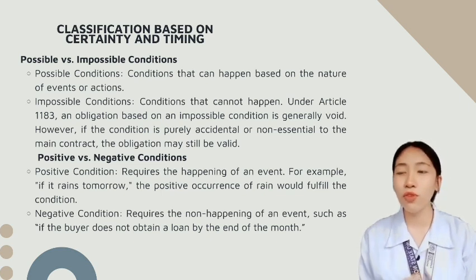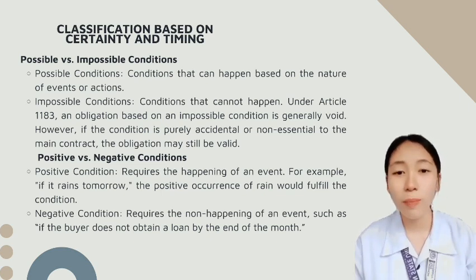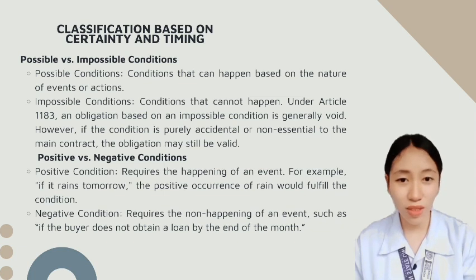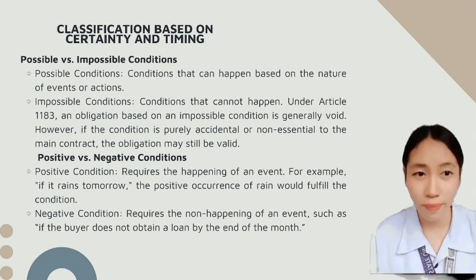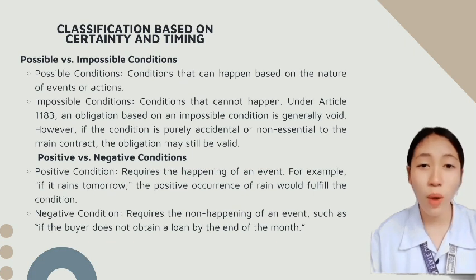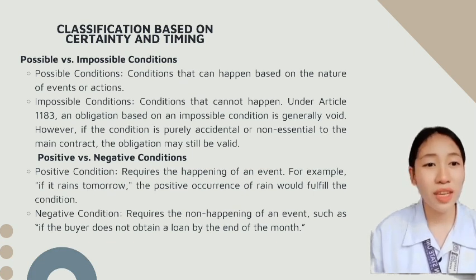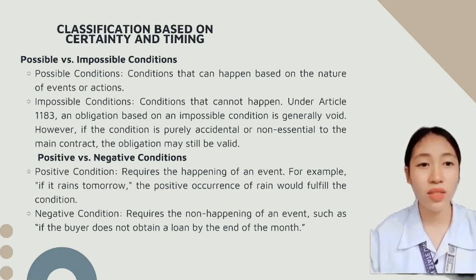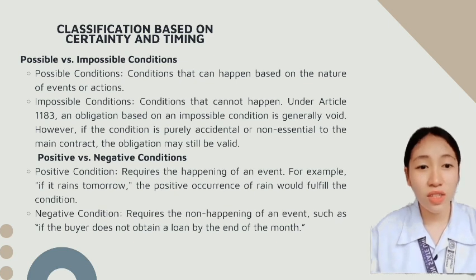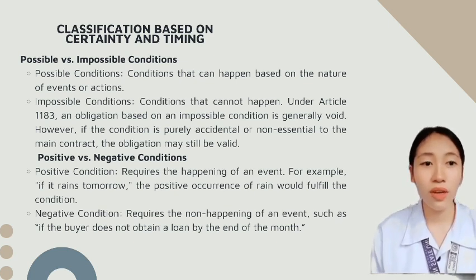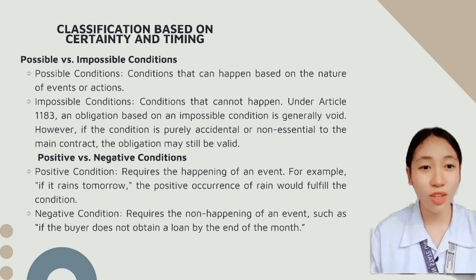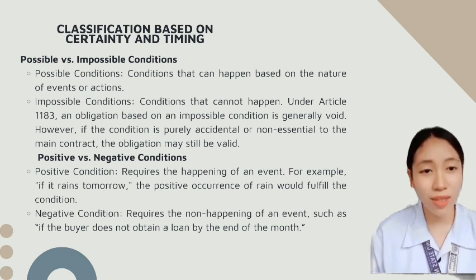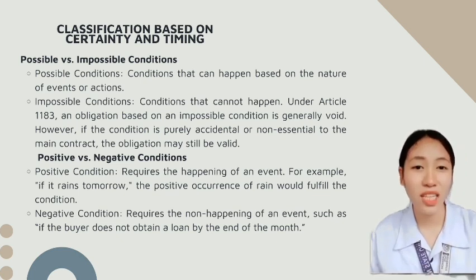So let's move on to the impossible conditions. Impossible condition is a condition that cannot happen. Under Article 1183, an obligation based on an impossible condition is generally void. However, if the condition is purely accidental or non-essential to the main contract, the obligation may still be valid.